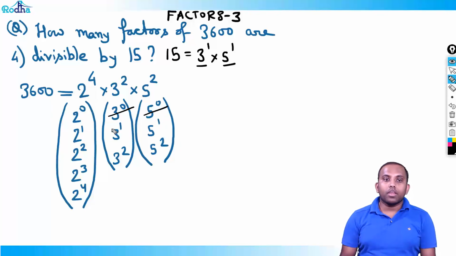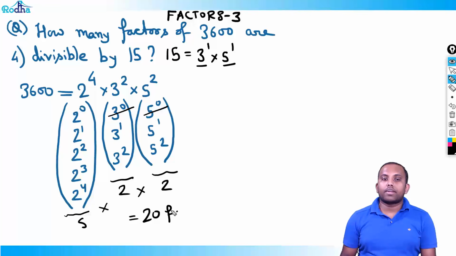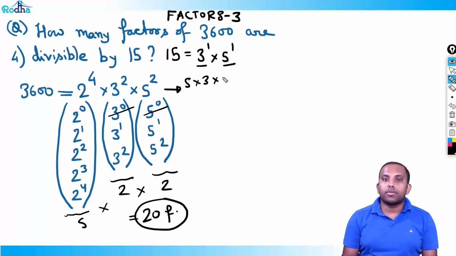How many terms are here now? 2's bracket contains 5 terms, 3's bracket contains 2 terms, and here also 2 terms. So 5 into 2 into 2, total 20 such factors are divisible by 15. 3600 contains 5 into 3 into 3, so a total of 45 factors. Out of 45 factors, 20 factors are divisible by 15.